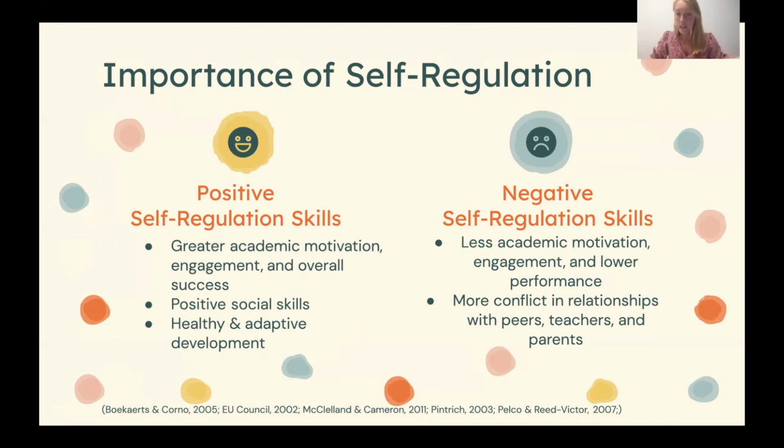On the other hand, negative self-regulation skills are associated with less academic motivation. Students tend to be less engaged, and of course, therefore, they tend to have less success in school and perform a little bit less than their peers who are better self-regulated. These negative self-regulation skills are also associated with more conflict in relationships with peers, with teachers, and with parents. So poor self-regulation skills can lead to some negative social outcomes as well as academic ones.